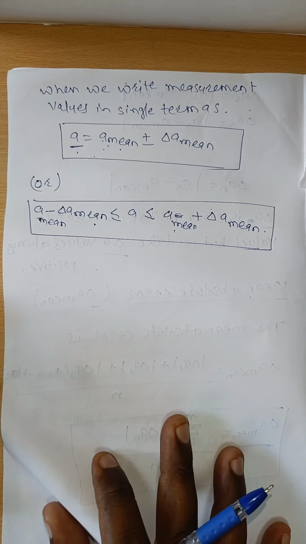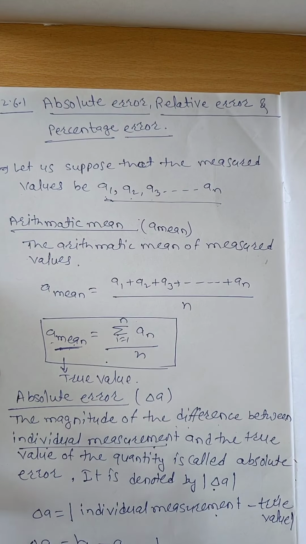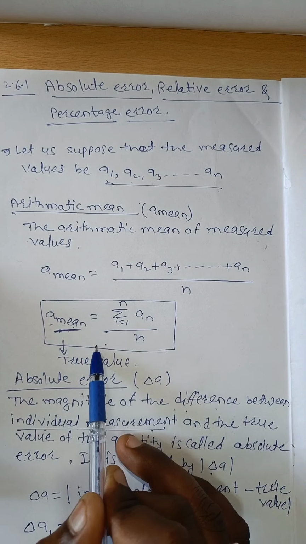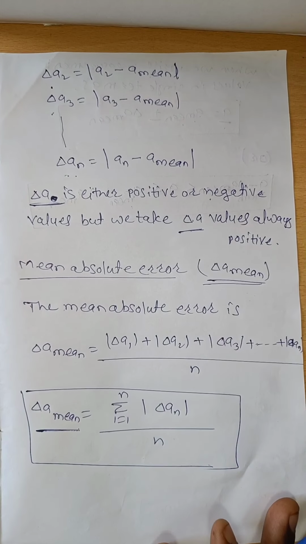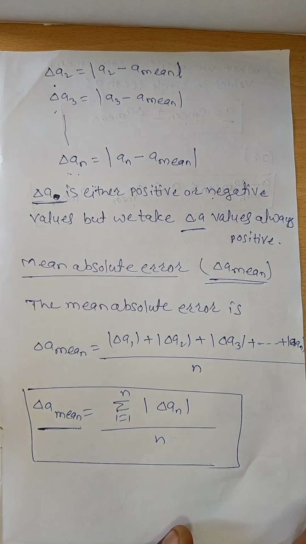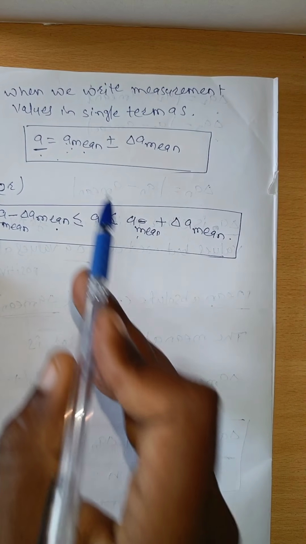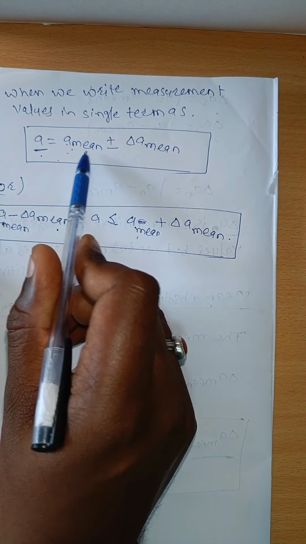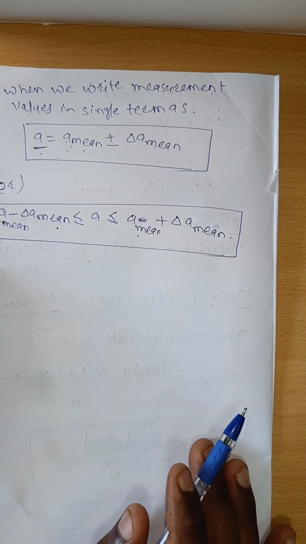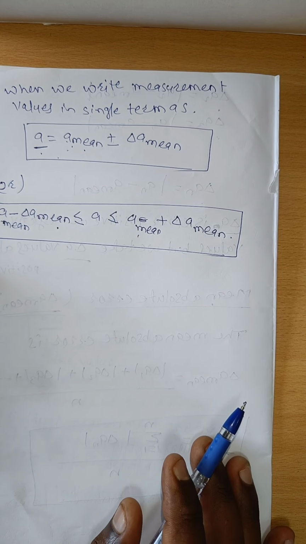Now, to better understand arithmetic mean, absolute error and mean absolute error: while combining the values, we write in a single line A is equal to A mean plus or minus delta A mean.